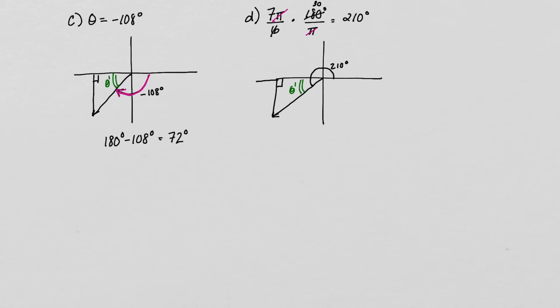Okay, so let's see. We got a couple different answers. So we had 180 minus 210. We have 270 minus 210, 270 minus 210. We had a 210 minus 180. Okay, so let's talk about a couple of these.